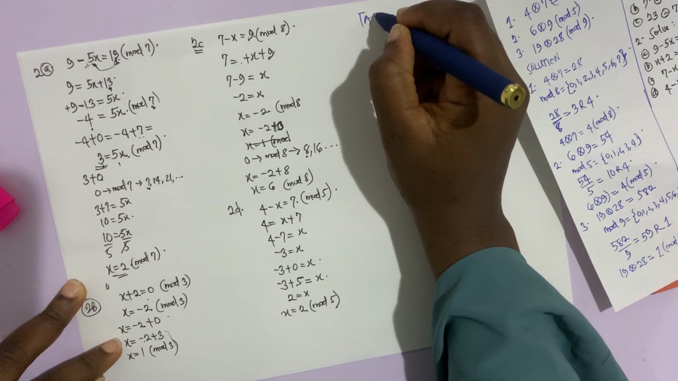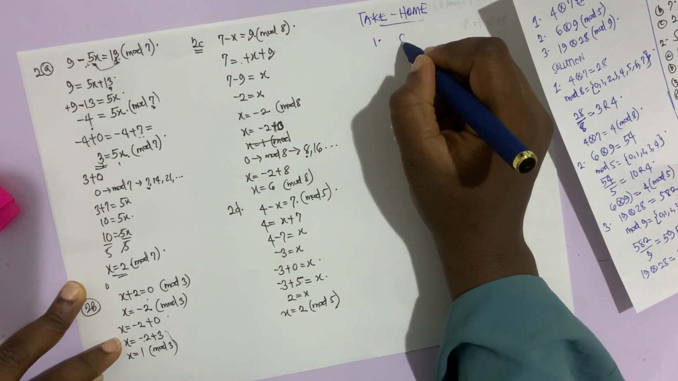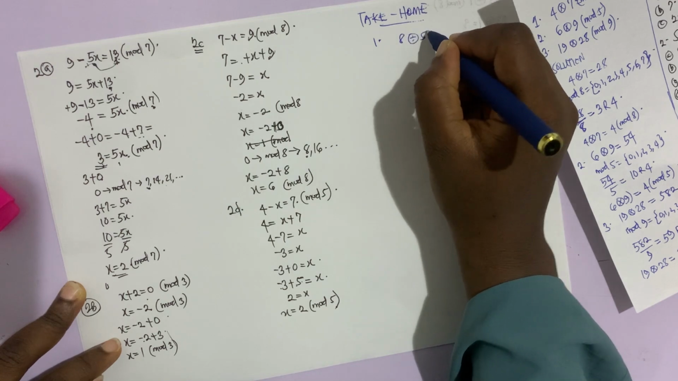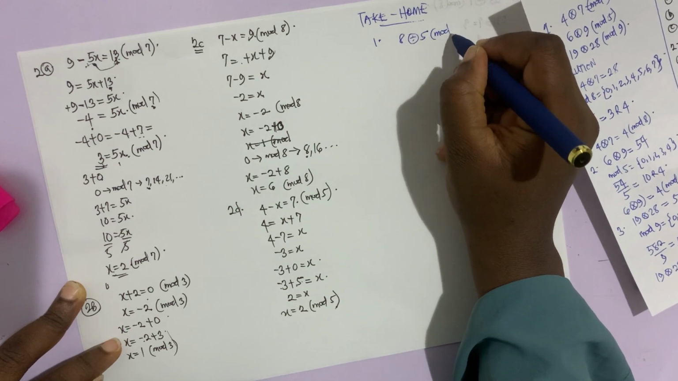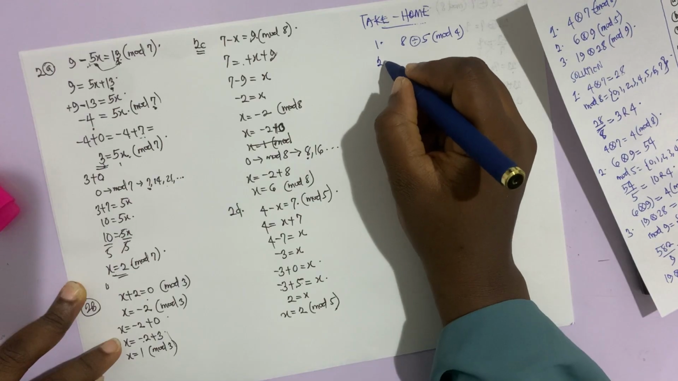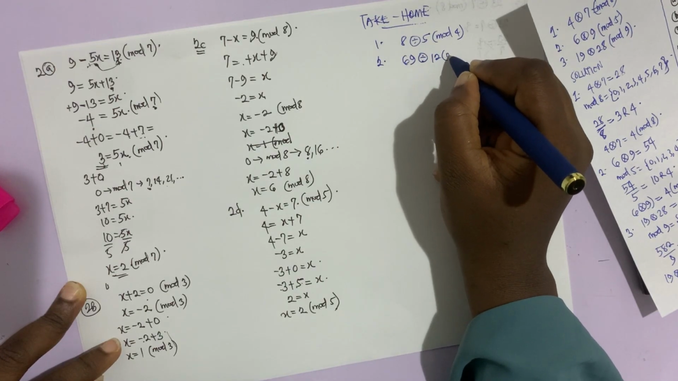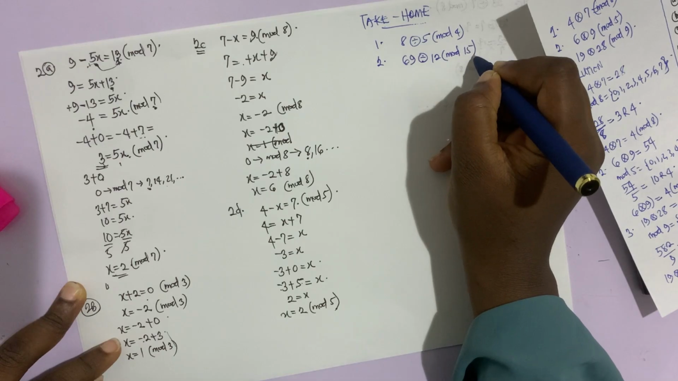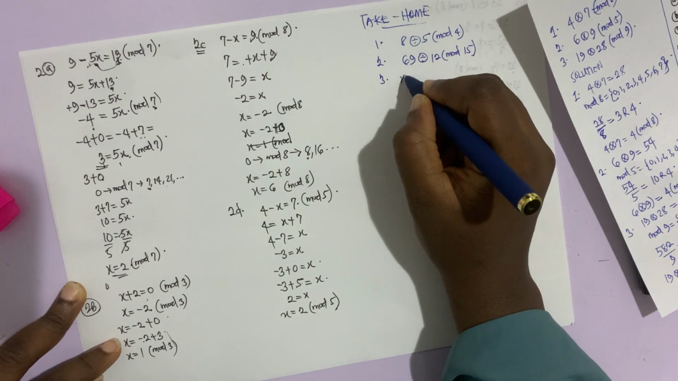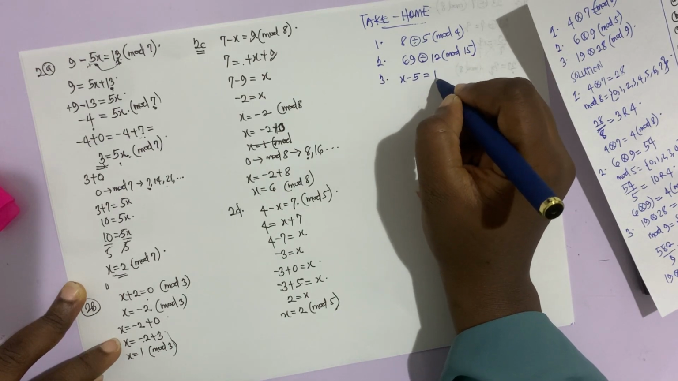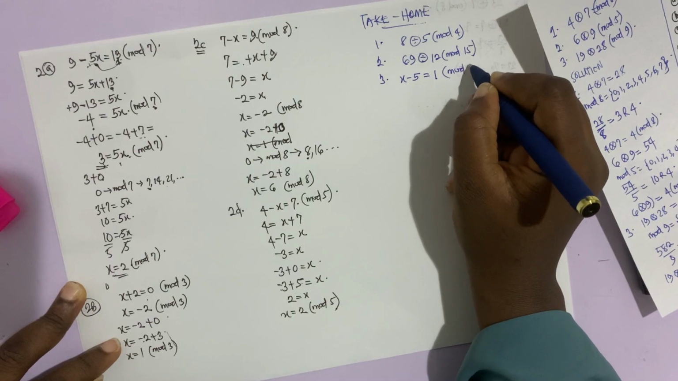The take-home questions for this one: question 1, 8 divided by 5 in modulo 4. Question 2, 69 divided by 12 in modulo 15. Question 3, x minus 5 is equal to 1 in modulo 3.